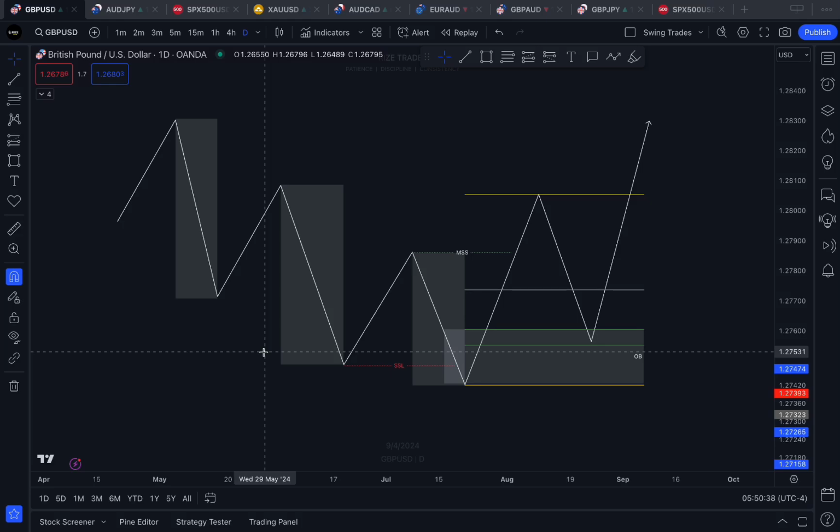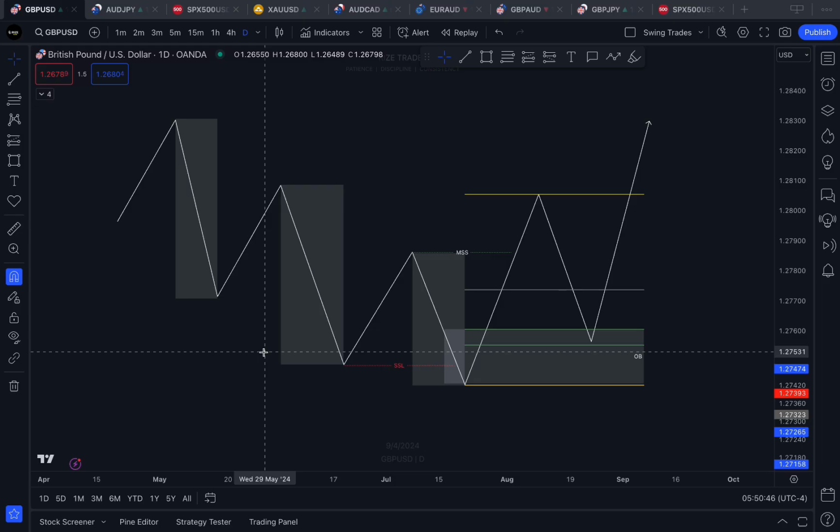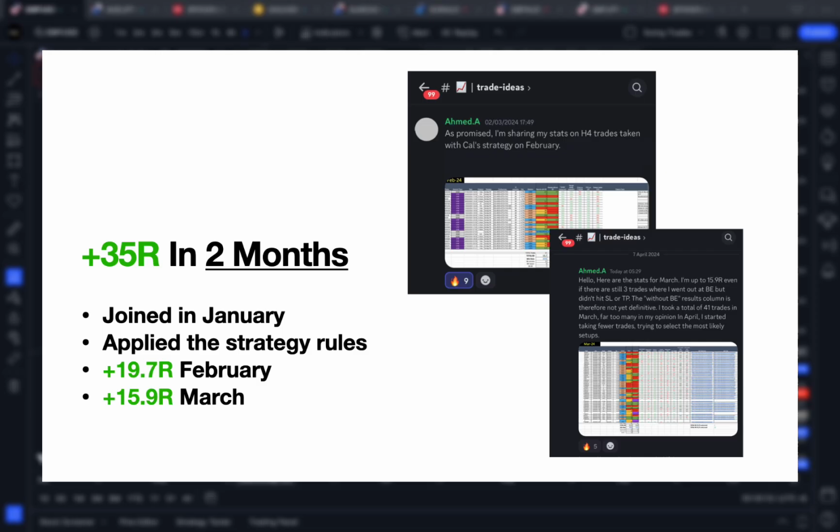In this one, I'm going to be providing you a step-by-step guide with examples and a free PDF trading plan linked down below of essentially the ICT OTE swing trading strategy that a member of the Rise Trades team used to bank an incredible 19R month in February, the month after joining us, and then in March went on to do another 15R. Okay, so 19R and 15R in consecutive months after joining the community.